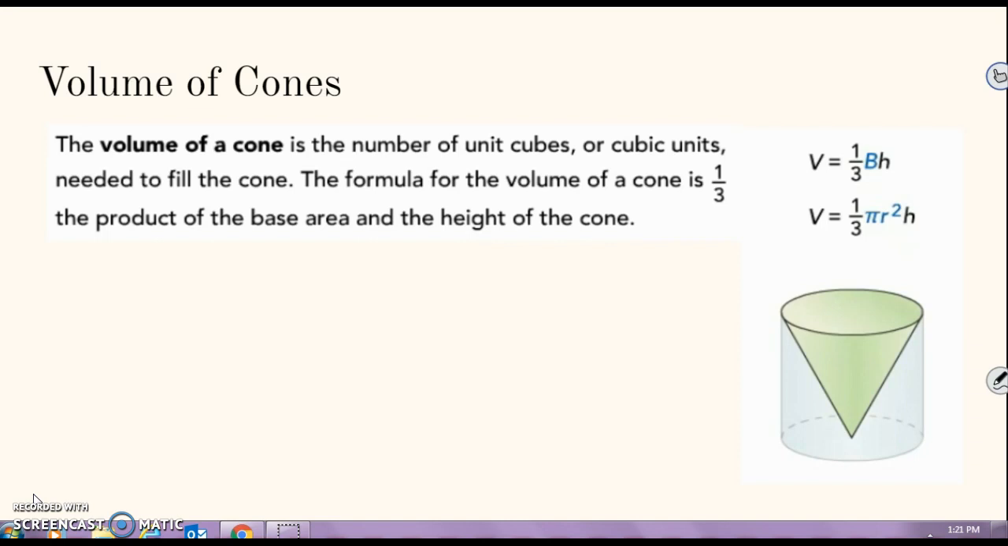Now let's apply our formula to find the volume. As we can see, again, the formula for volume of a cone is 1/3 the area of the base times height, and the area of a circle is pi r squared. So the volume formula is 1/3 pi r squared times height.